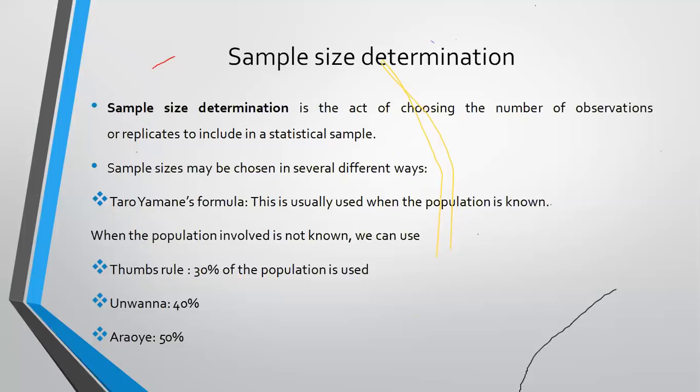So to avoid the type 2 error, what do you do? You ensure that your sample size is large enough to detect a practical difference. There are many people that have issues with sample size, and that will take us to sample size determination.